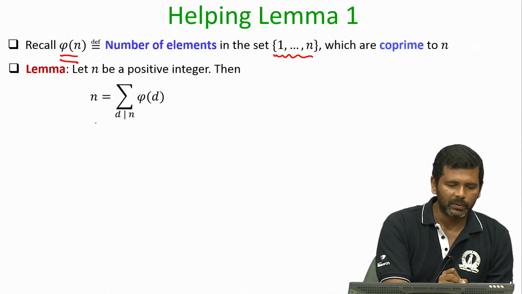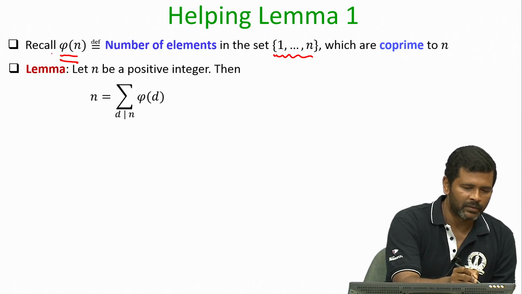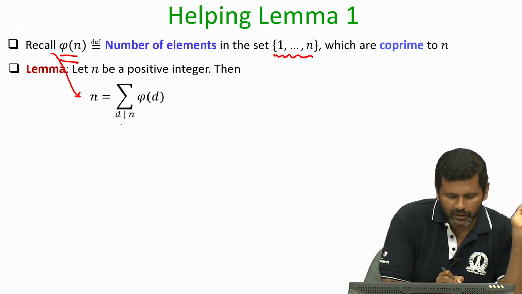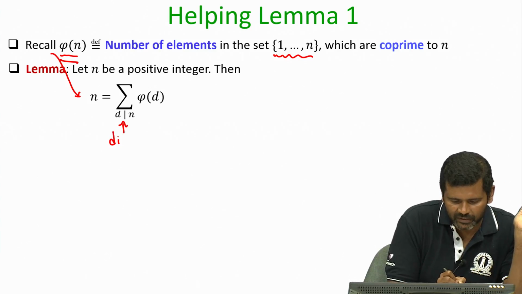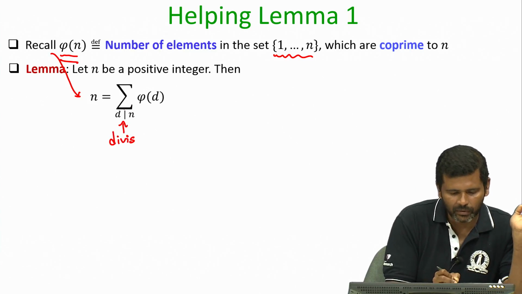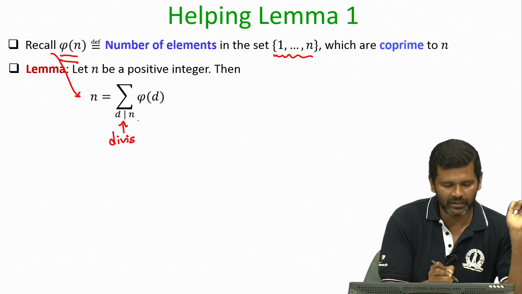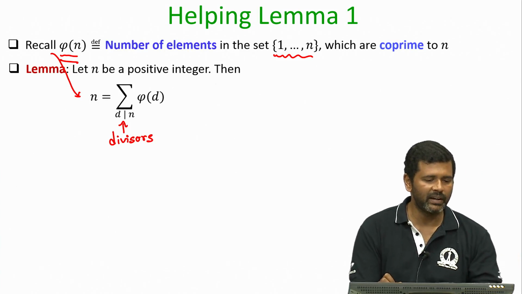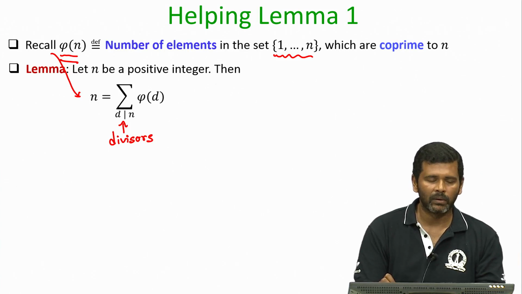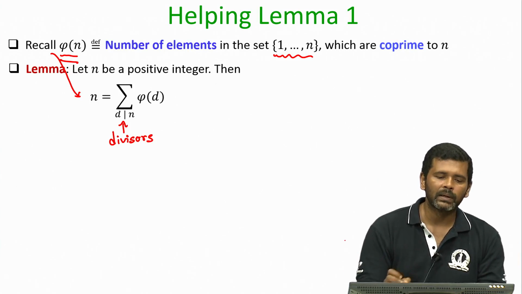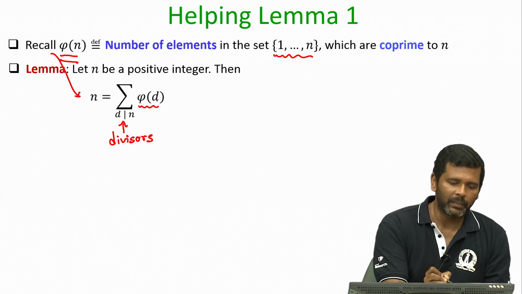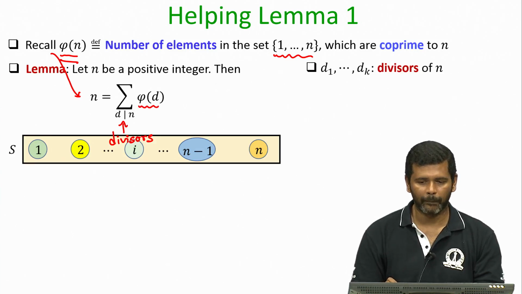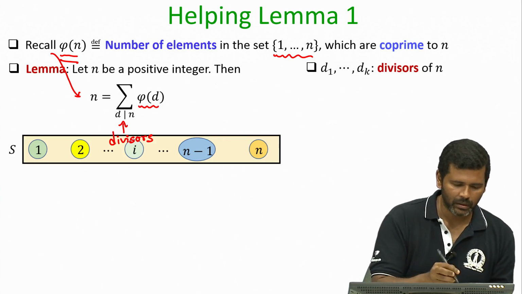Now, we can prove a very nice property for this Euler totient function. The property here is that if you take various divisors, the notation d slash n means that d divides n. So, if you take the various divisors of n, call them d1, d2, dk and so on, and then take the summation of phi of those divisors, that will give you the number n. Okay, so let us prove this.